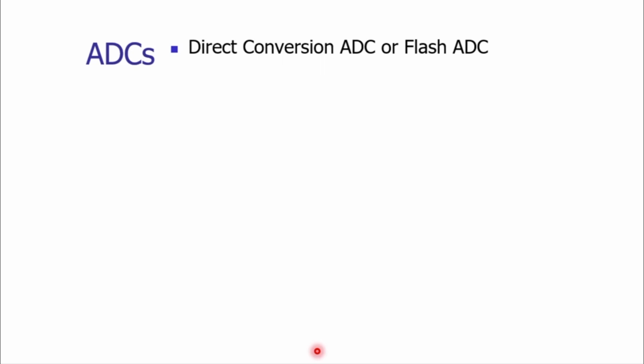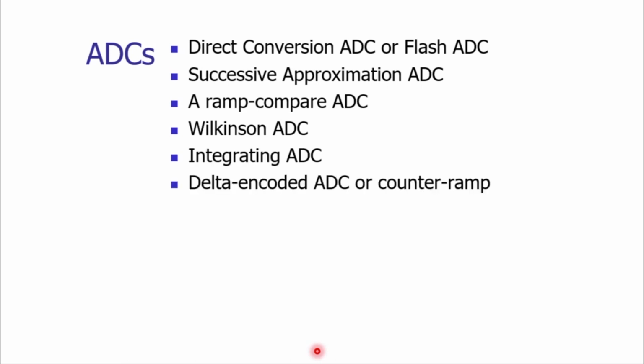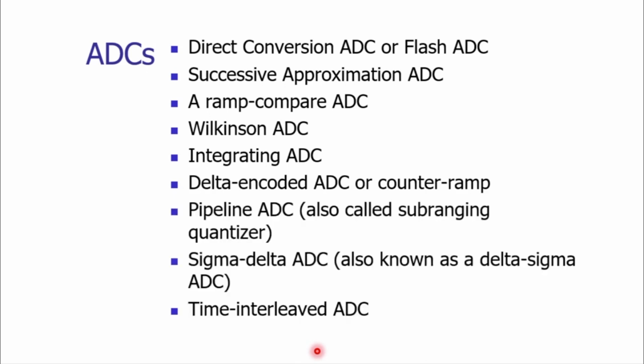Analog to digital converters can be seen on your screen. These are direct conversion ADC or flash ADC, successive approximation ADC, ramp compare ADC, Wilkinson ADC, integrating ADC, delta encoded ADC, and many more.